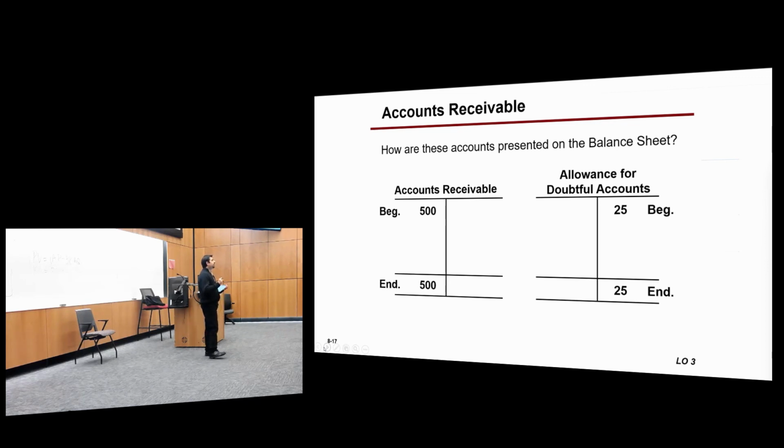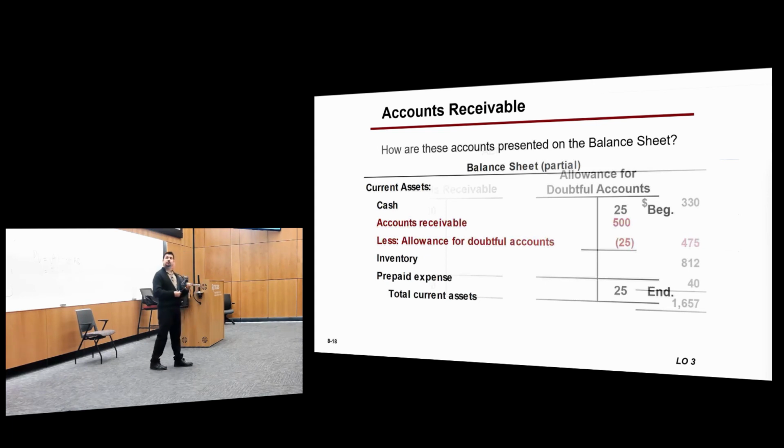Now, you will see that it's not always that allowance for doubtful accounts will have a zero balance. This is when the amount of write-off is different from the estimation. Remember that this is an estimation, it's not an exact number. So you might write off more accounts receivable than your allowance, or you might write off less. If you wrote off less, you end up with a credit balance. If you wrote off more, you end up with a debit balance. So let's do that.